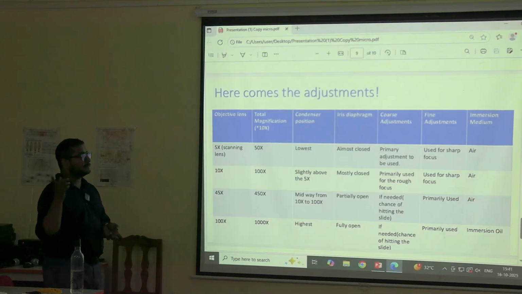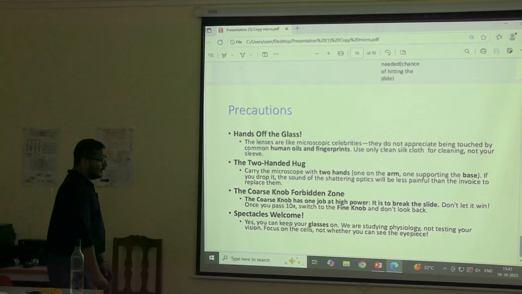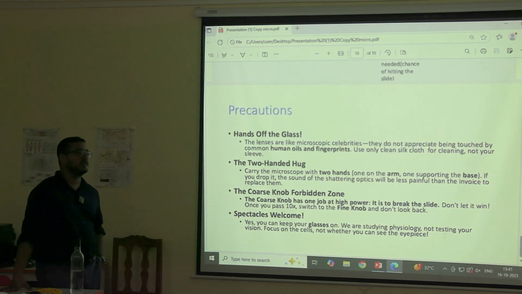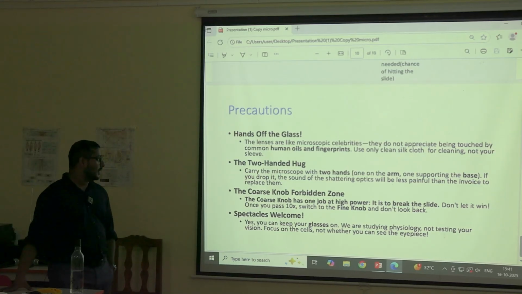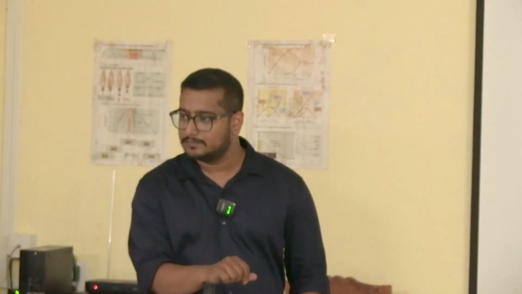So can anybody name the oil? I have just mentioned it. Now comes the precaution, the don'ts about the microscope. So the microscope is basically, you can say it is a celebrity. It doesn't want to be touched by you. You have to always use a silk cloth to wipe it off and clean the microscope.